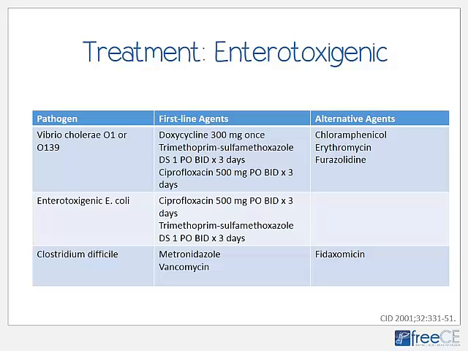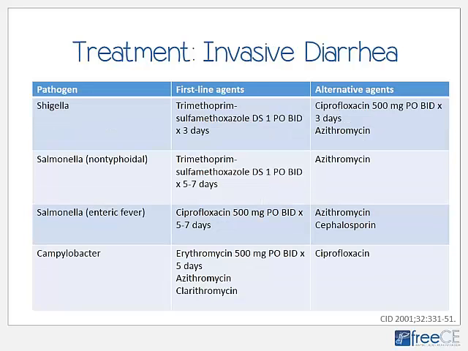We'll go specifically into talking about how you're going to choose one of those agents in just a few slides. Our invasive diarrhea pathogens include Shigella, Salmonella, and Campylobacter. Our first-line agents for those pathogens are in our middle column. Our alternative agents are in the far right-hand column. Again, you see Bactrim and Cipro listed with alternatives of azithromycin, some cephalosporins, and erythromycin is listed for Campylobacter. I think that would be relatively cruel for someone who's already having diarrhea. I'd probably stick with azithromycin for that patient.